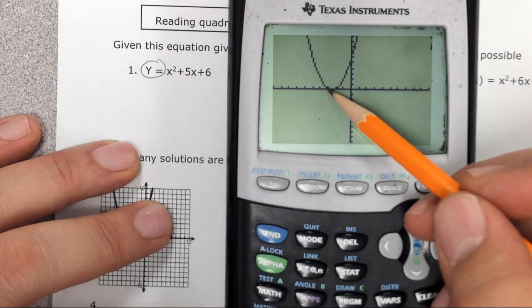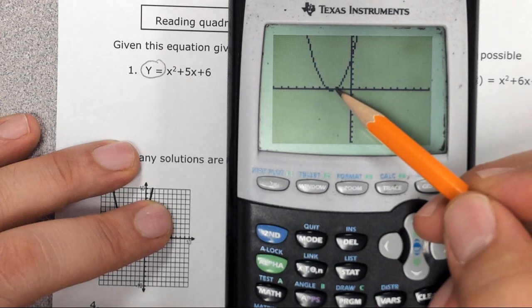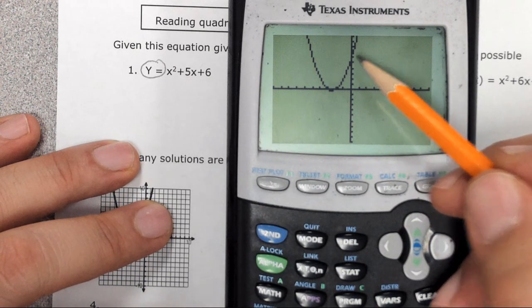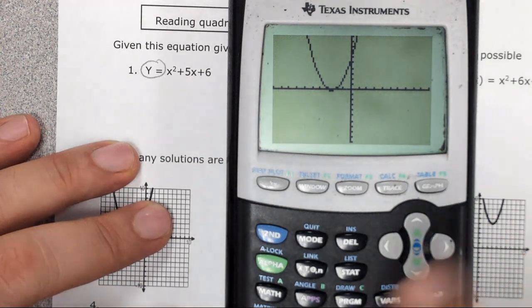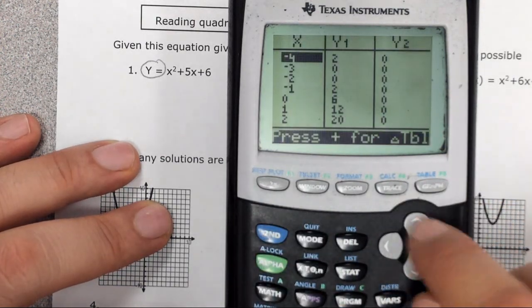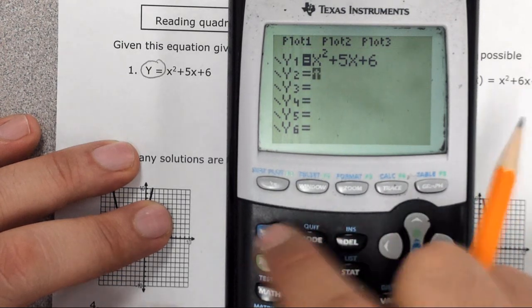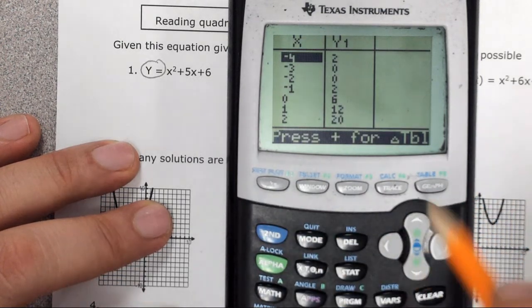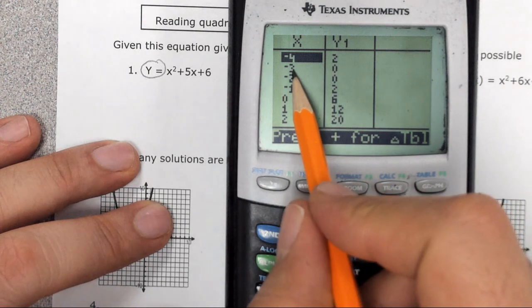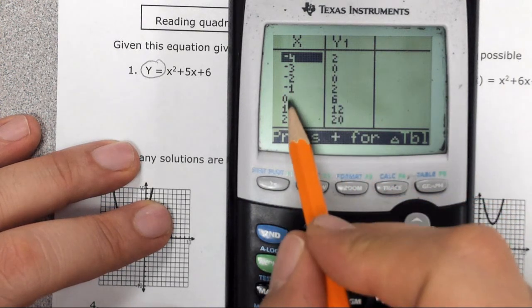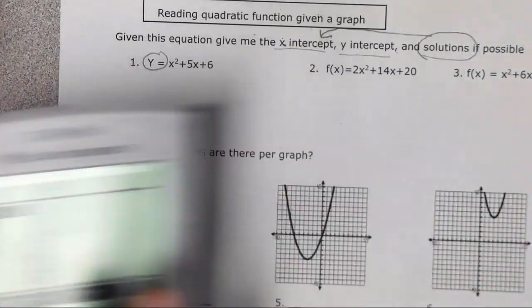Now, as you realize, the x-intercept is right here and right here. The y-intercept is right here. So I know there are two x-intercepts, one y-intercept, and then I go locate them in the table. And I'm always looking for the number 0. So in this case, that's your x-intercept, that's your x-intercept, that's your y-intercept.